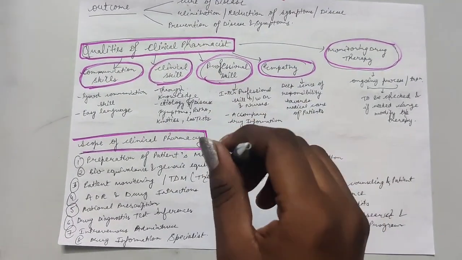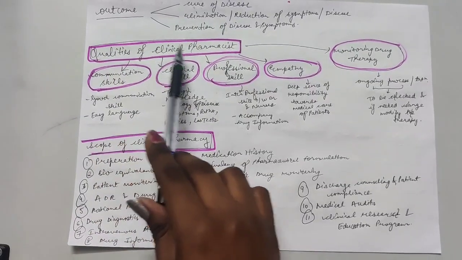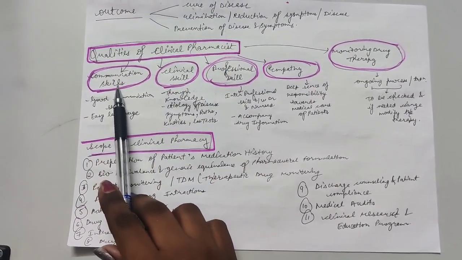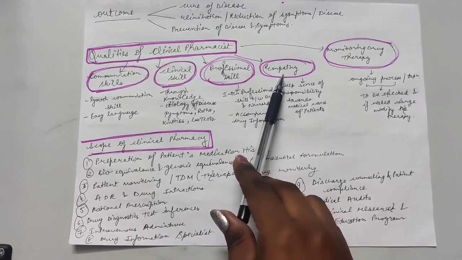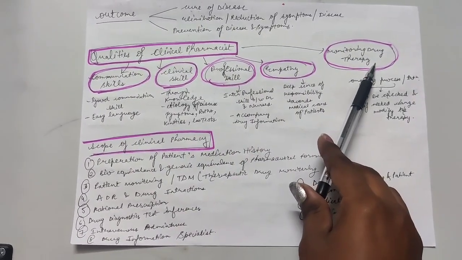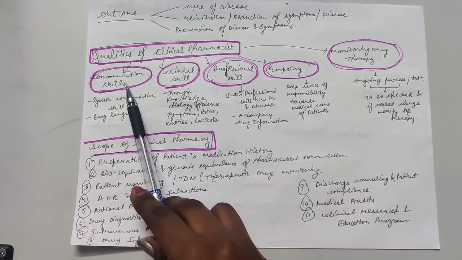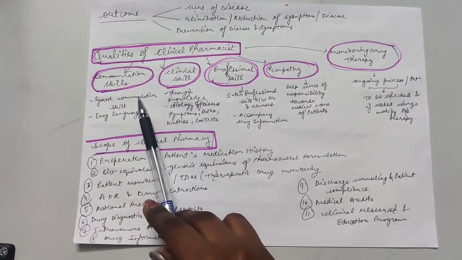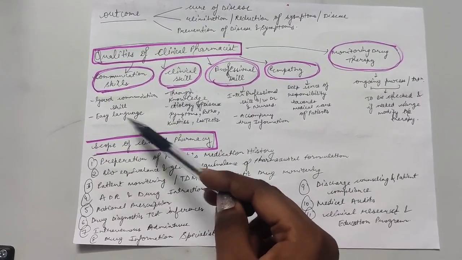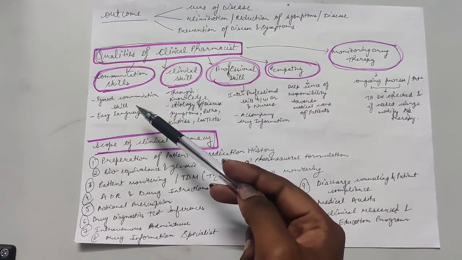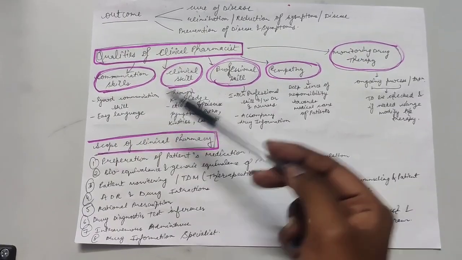There are some qualities that a clinical pharmacist should possess. Qualities of a clinical pharmacist: communication skill, clinical skill, professional skill, empathy, monitoring drug therapy. Communication skills: a clinical pharmacist should have good communication skills and should convey to the patients in easy language that is understandable to the patient. According to the state, it can also vary.